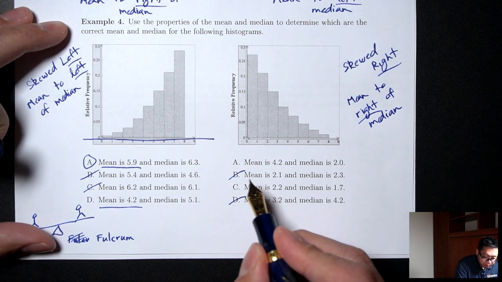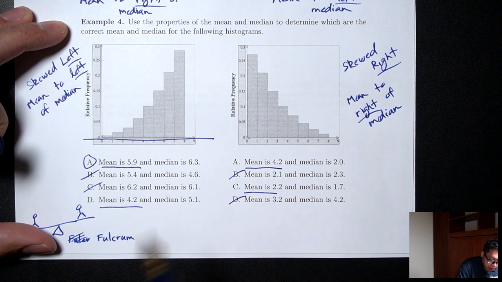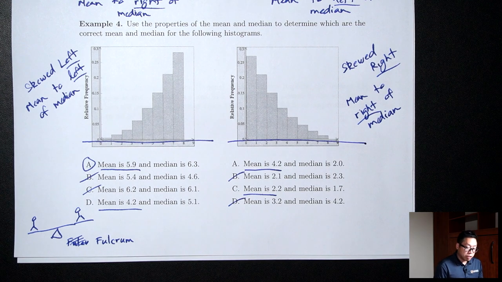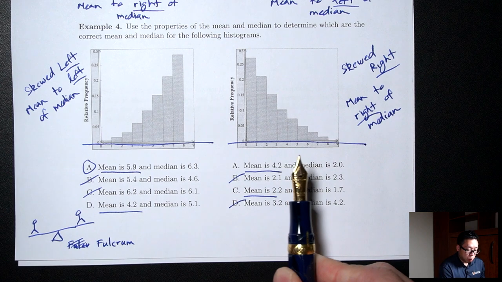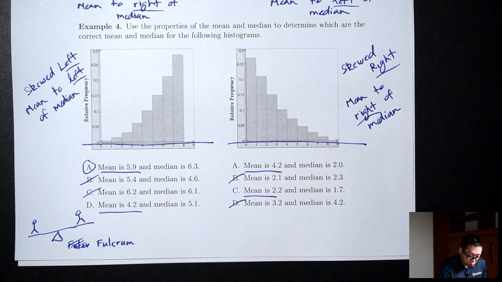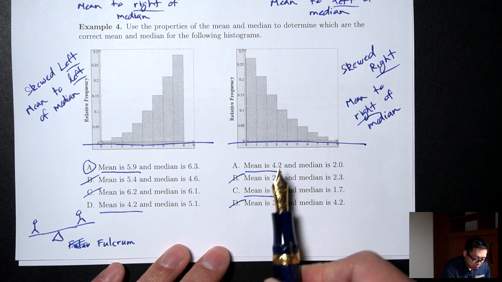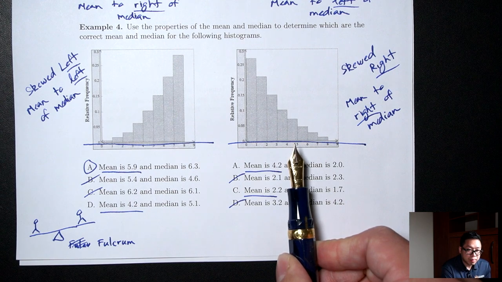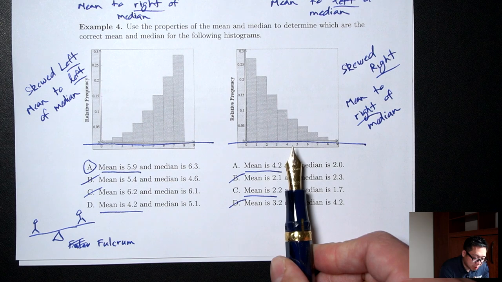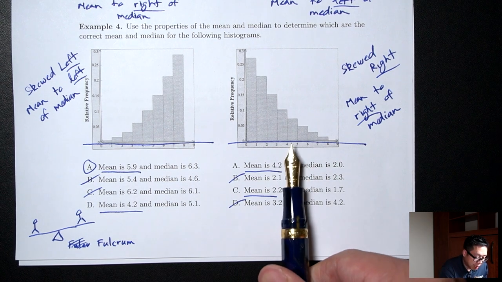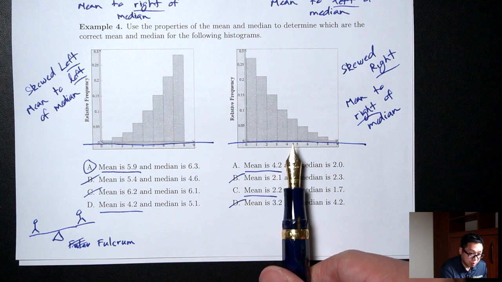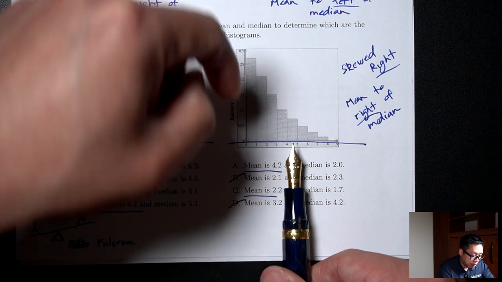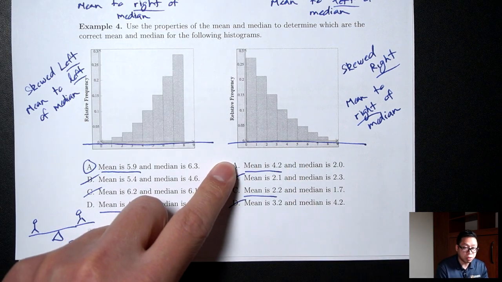Now, of what's left, look at the mean. Okay, and imagine these blocks on a plank of wood, on a seesaw. The mean should be the location where it's balanced, okay? One of these should obviously not balance. So let's try both of them. 4.2, 4.2 is right here. Would that balance? Okay, imagine this as a plank of wood. If you were to hold it here, say with your hand or your finger, would it balance or would it tip over? It would tip over, right? I have a whole bunch of big blocks on the left side, not a lot of small blocks on the right side. It's gonna tip over this way, which means 4.2 is no good.